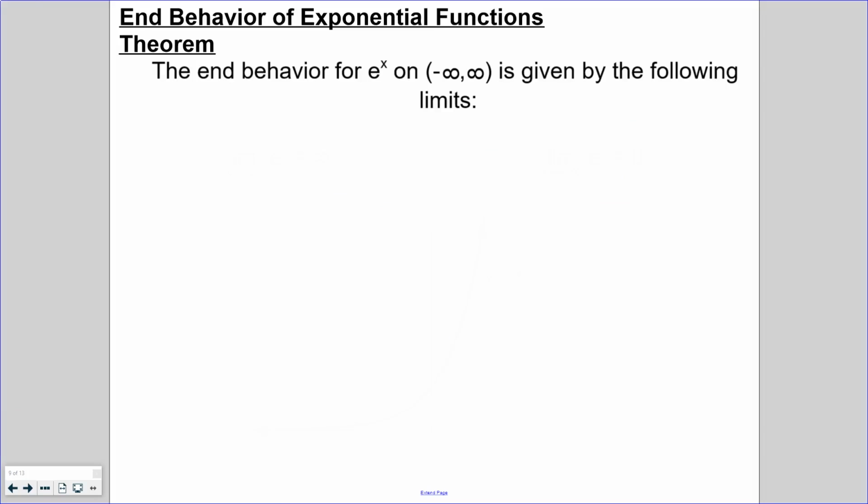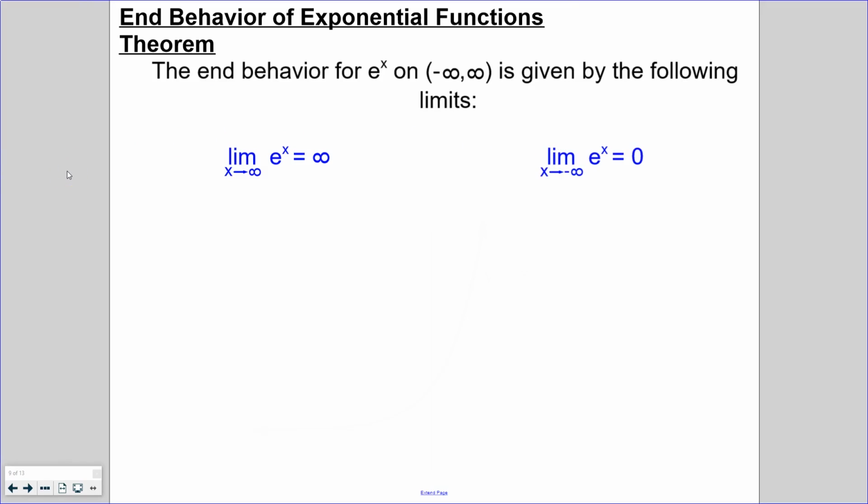All right, so next up we need to take a look at limits at infinity of exponential functions. We have a theorem to help us determine the end behavior of exponential functions, and this theorem says that the end behavior for e to the x on the domain from negative infinity to positive infinity, all real numbers, is given by the following limits. So the limit as x approaches infinity of e to the x will equal infinity, and the limit as x approaches negative infinity of e to the x will equal 0.